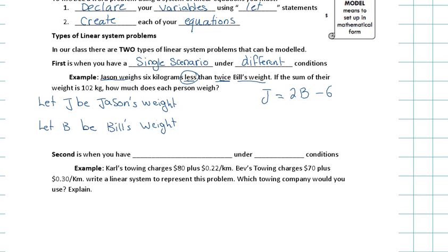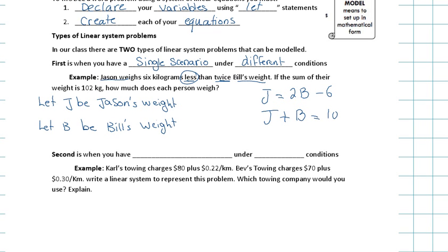What's the letter that represents Jason's weight? J. What's the letter that represents Bill's weight? B. The sum of their weight, so that means what? J plus B. What does it equal? 102.